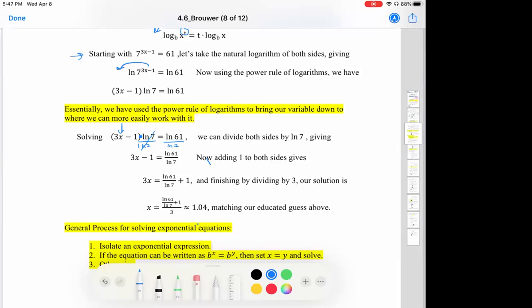So let's go ahead and add 1 to both sides. Add 1, so that we have ln of 61 divided by ln of 7 plus 1. Lastly, divide everything by 3. So we have ln of 61 divided by ln of 7 plus 1, divided by 3.